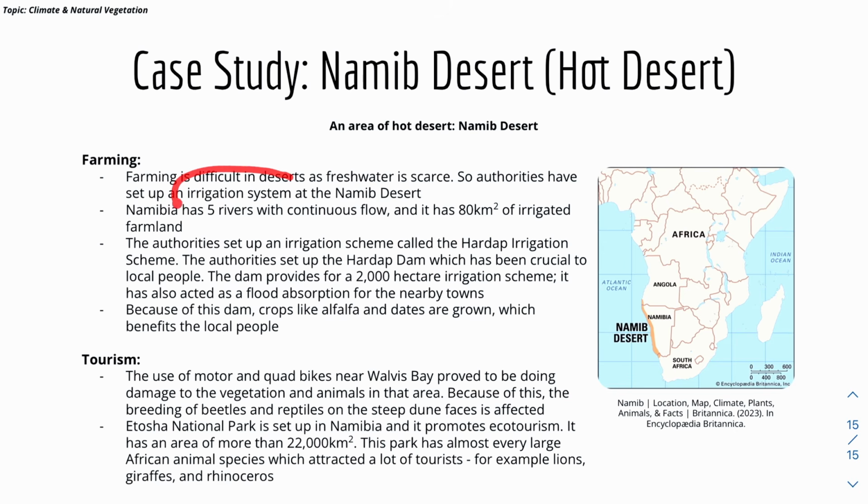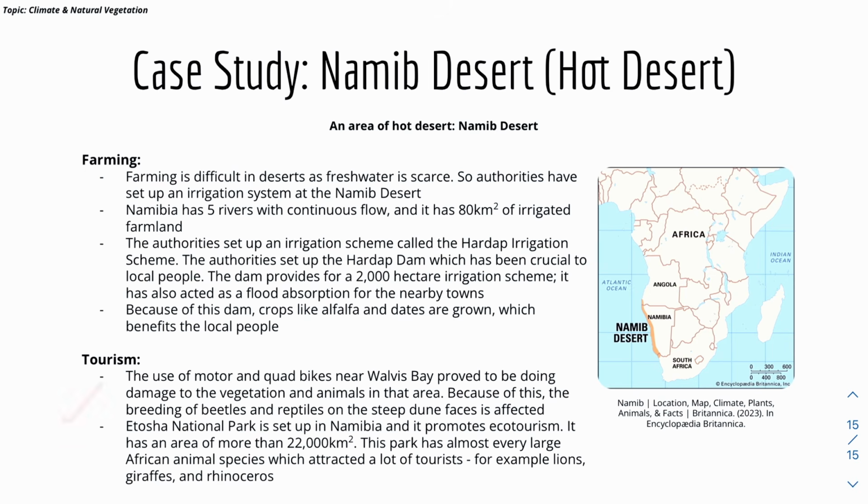And the irrigation system set up by the government or the authorities is called the Hardap Irrigation Scheme. Basically they set up a dam that has been crucial to local people, which provides lots of water for irrigation and for farming. And because of this dam, there is an irrigation system, which leads to crops like alfalfa and dates being grown in the Namib Desert, which benefits the local people.